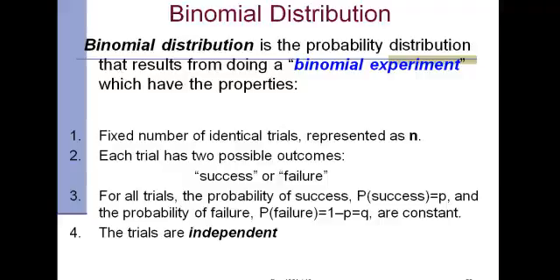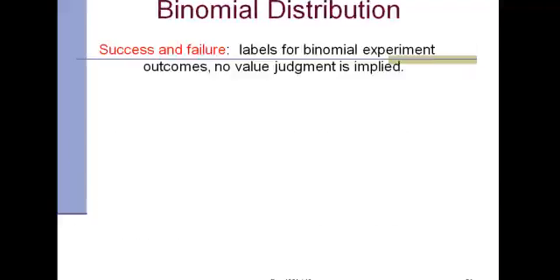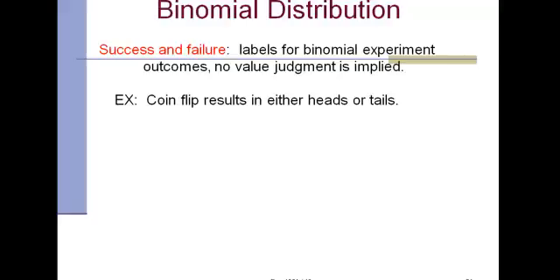And the last criteria is that the trials be independent, meaning if he or she goes to make a sales call at one home and is unsuccessful, that failure or lack of making a sale will not have any effect on the next call that he or she goes to make. So they're independent events. So again, I've reminded you here that labels for a binomial experiment are outcomes. There's no value judgment implied when we say success.